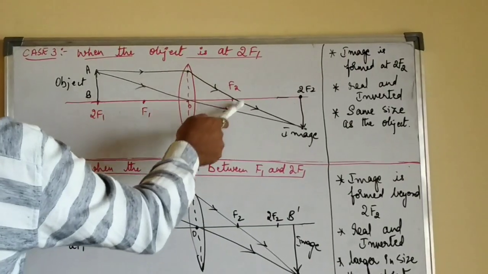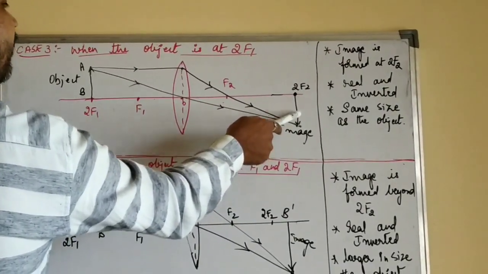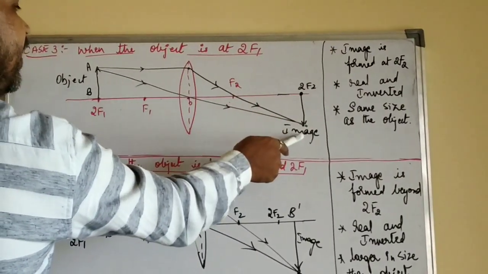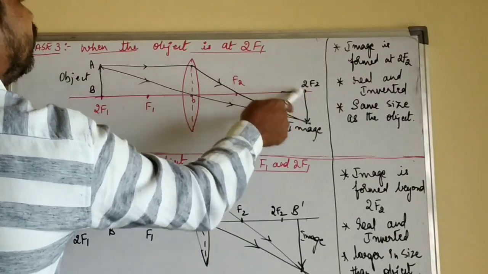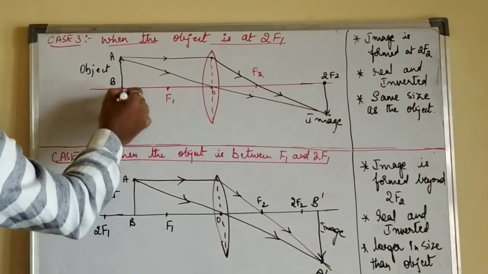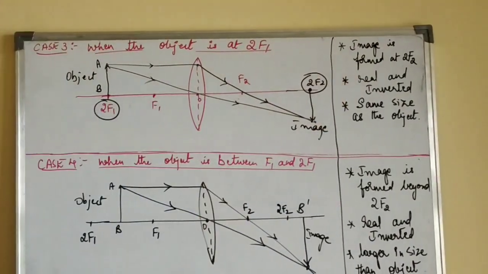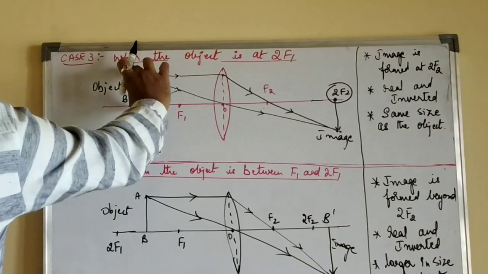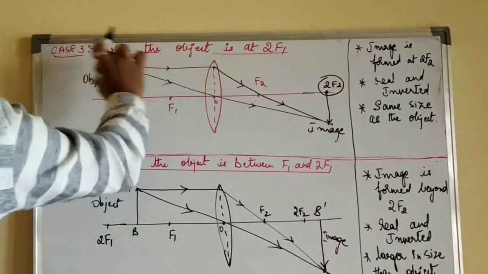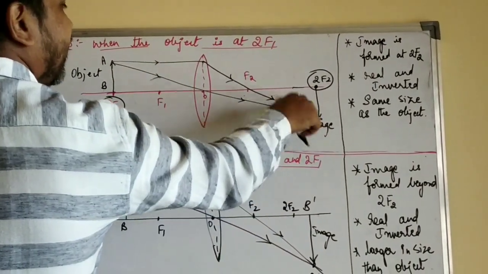And these two refracted rays will meet at a point. That point is exactly the position of the image, and that image is formed at 2F2. You can see here, when the object is placed at 2F1, the image is formed exactly at 2F2. And you can also see the size of the image. Size of the image is equal to the size of the object. Also, the image is real but inverted.